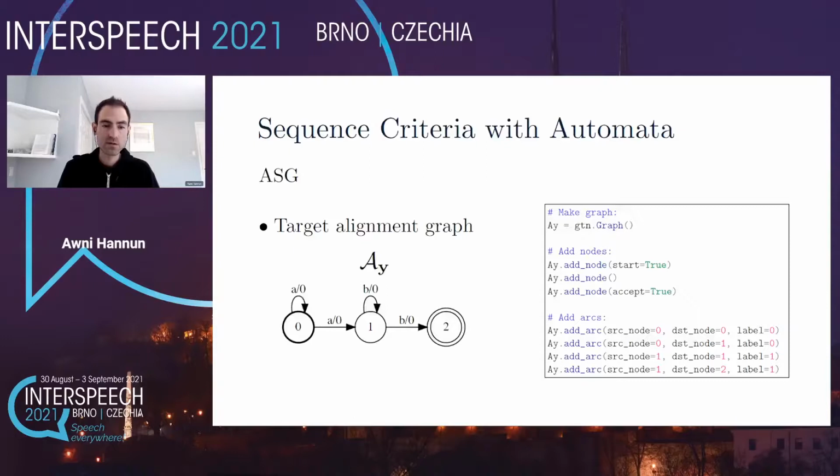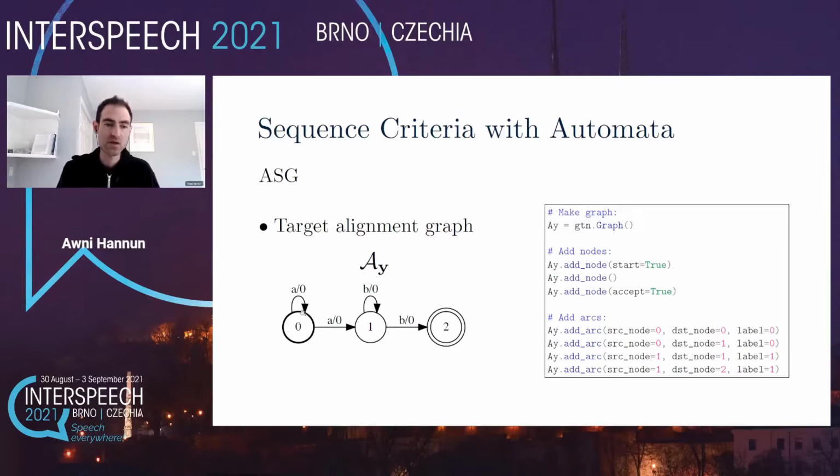So let's look at how to actually compute this in code, set this up. For the output y, let's go back to our example. We had y equals AB. We can construct what I call a target alignment graph, or sometimes a target constrained alignment graph. This graph, A sub y, represents the fact that with ASG, you're allowed to repeat each token an arbitrary number of times. You must include it at least once, though, in any given alignment. So that's what this graph represents.